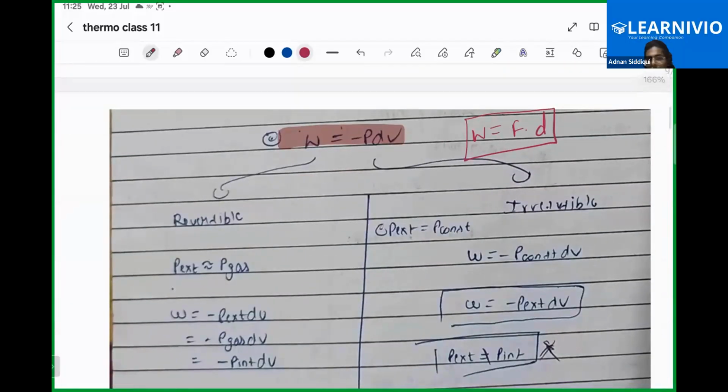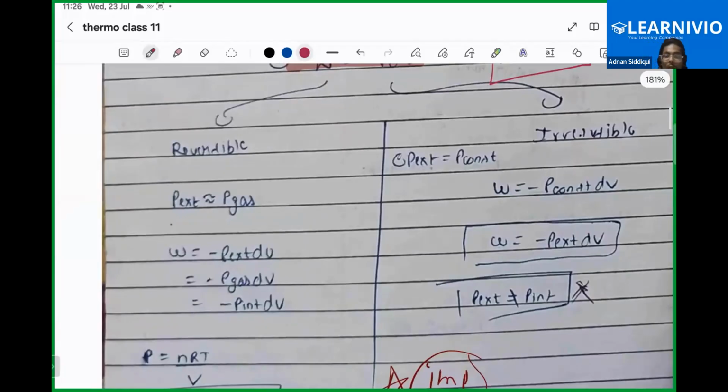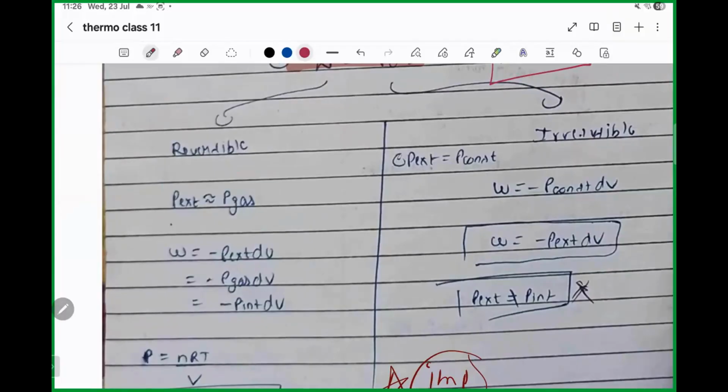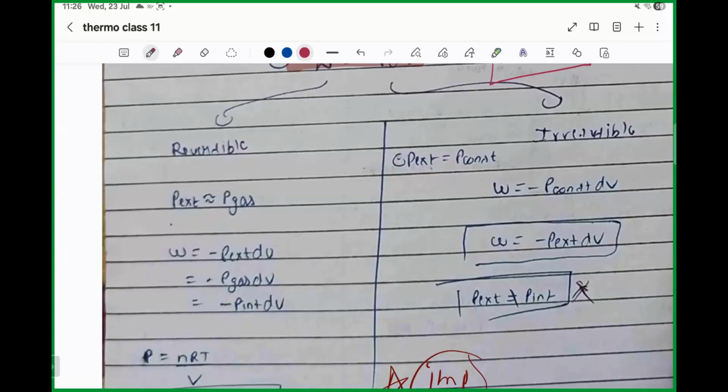So again, you have two types of work done, reversible and irreversible. As we talked about, when we are talking about the reversible process, what do we have? P external is equal to P gas, and your P gas is the internal pressure. Inside our system, we have gases, and the pressure that is exerted by the gas, we call P gas. As the gas is inside our system, we will call it P internal, opposite of external. The pressure outside the system is P external, and the gas inside the system is P internal.